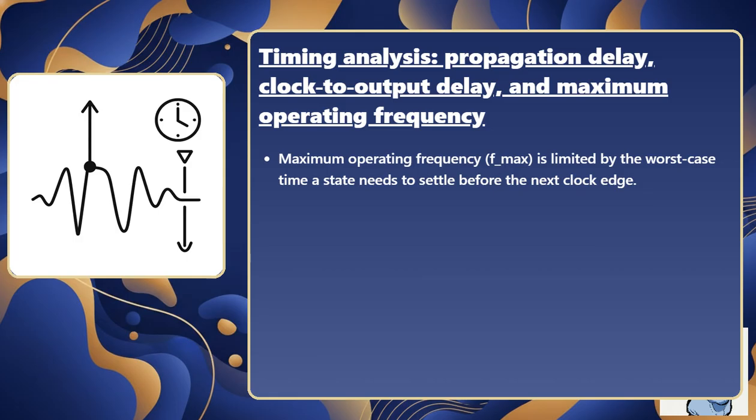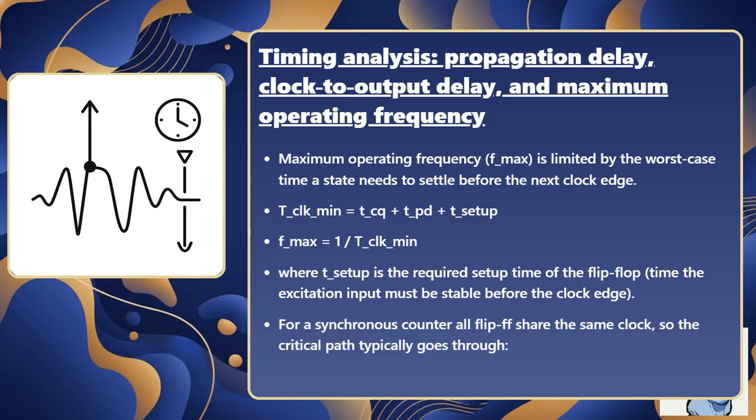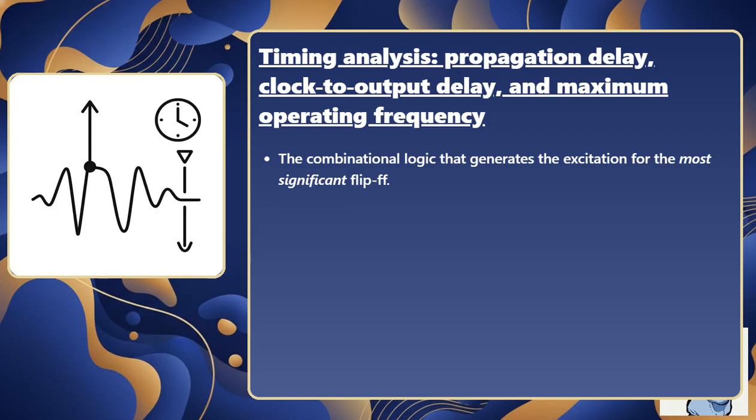Maximum operating frequency, Fmax, is limited by the worst-case time a state needs to settle before the next clock edge. TCLK min equals T sub CQ plus T sub PD plus T sub setup. Fmax equals 1 divided by TCLK min, where T sub setup is the required setup time of the flip-flop: the time the excitation input must be stable before the clock edge. For a synchronous counter, all flip-flops share the same clock, so the critical path typically goes through the combinational logic that generates the excitation for the most significant flip-flop, plus the T sub CQ of that flip-flop.